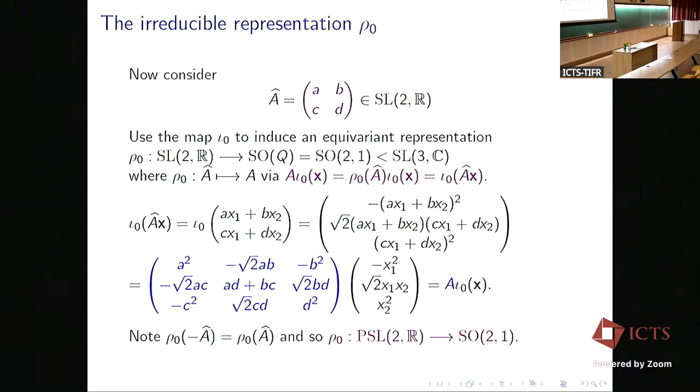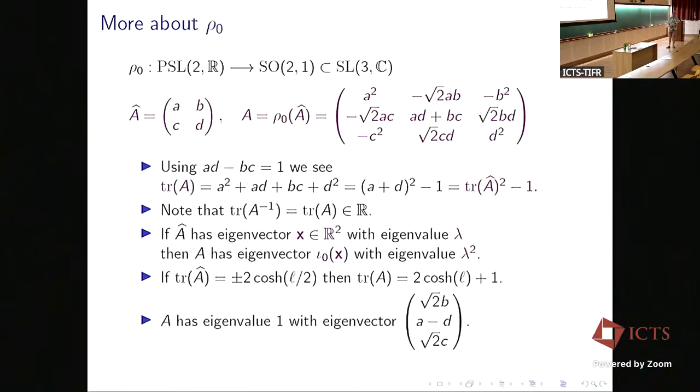And you also notice that if I take minus A hat and I run it through this machine, I get the same matrix out on the other side. So in fact, this was not just a map from SL2(R) to SO(2,1), but from PSL2(R) to SO(2,1). This is the irreducible representation that we want to think about. So let's just think about it a little bit more.